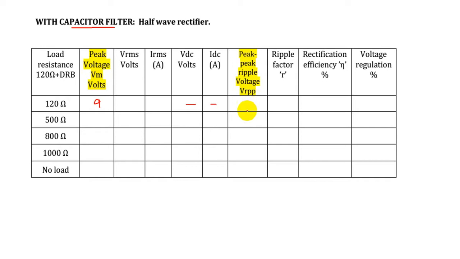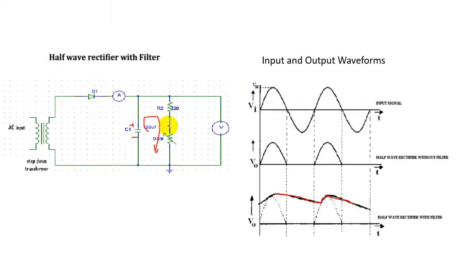So this will be reducing. As an example, it may reduce to 6 volt, 4 volt, 2 volt, like that the ripple value will be reducing. So that value you have to note down. When you connect a capacitor in parallel, you will see a reduction in the ripple voltage. So that voltage we have to observe from the CRO. Next, you have to increase your resistance to 500. So increase the resistance to 500 by adjusting the DRB, then we have to note down the same values: Vm, VDC, IDC, VDC from the meters.